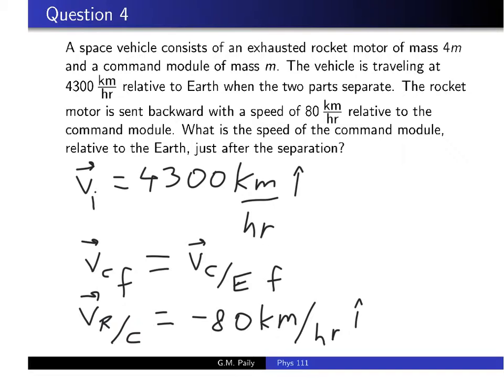Now, to apply momentum conservation, we need all our velocities to be with reference to the same observer. In this case, the easiest choice is to have all our velocities to be relative to Earth. So, we need to convert this velocity of the rocket with respect to the command module into a velocity of the rocket with respect to Earth. Let's use our usual relative velocity equations to see what the relationship is.